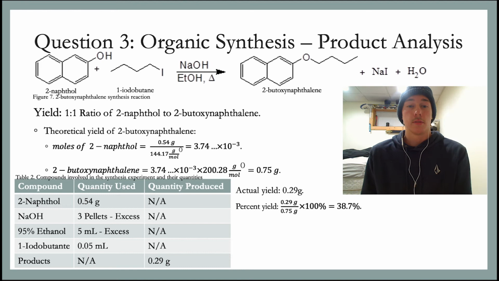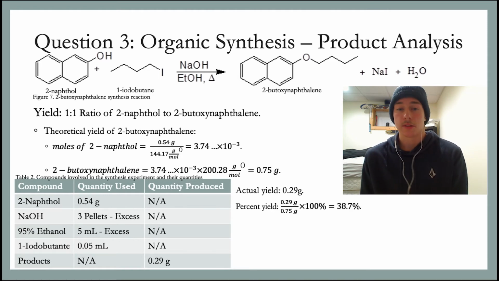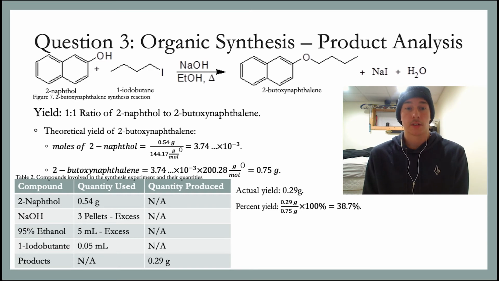Moving on to the final part of the product analysis, we're going to look at the product obtained, specifically the yield of 2-butoxynaphthalene. Looking at the stoichiometry of the reaction, 2-naphthol and 2-butoxynaphthalene are present in a 1-to-1 ratio. From this you can calculate the theoretical yield, which was calculated to be 0.75 grams. The actual yield was 0.29 grams in this experiment. From this you determine the percent yield to be 38.7%.